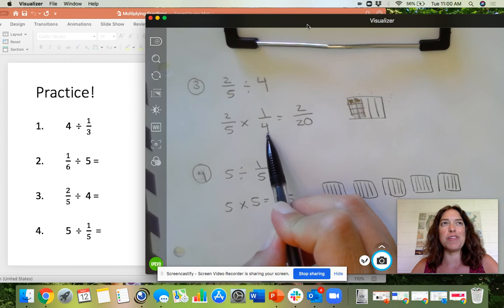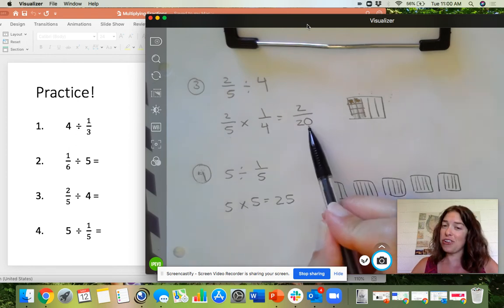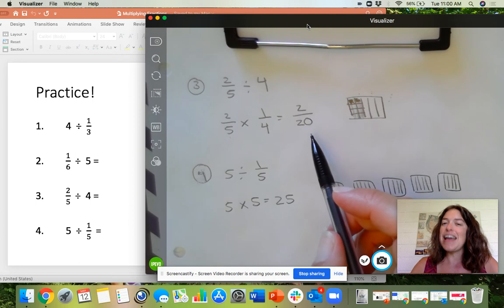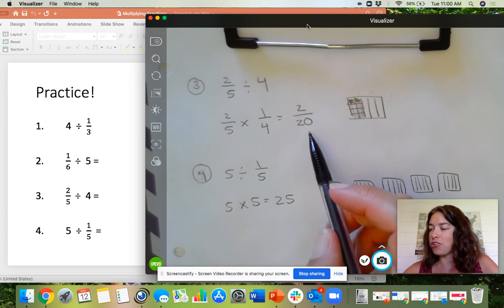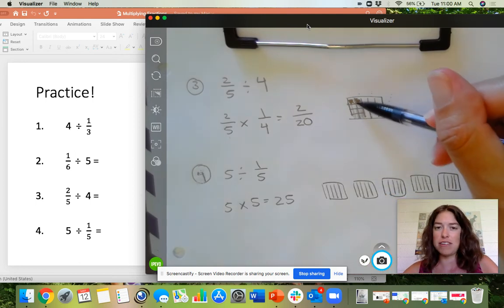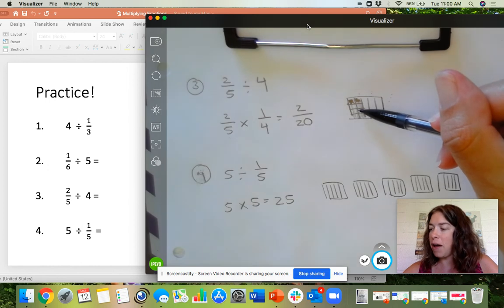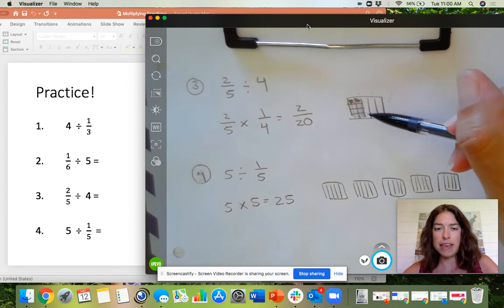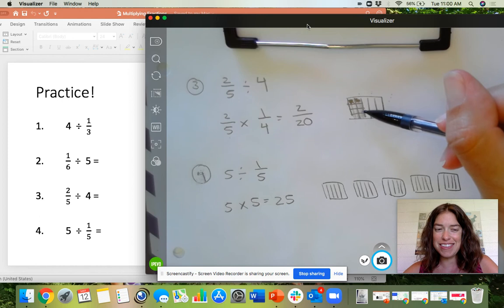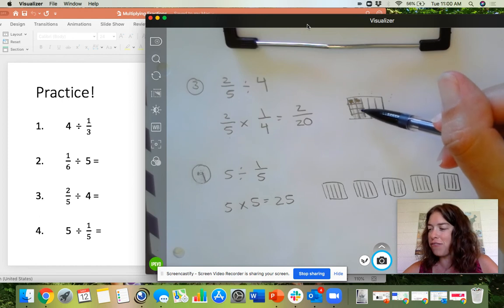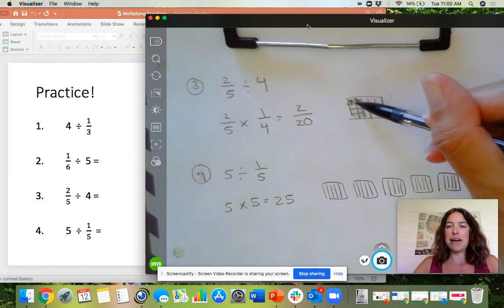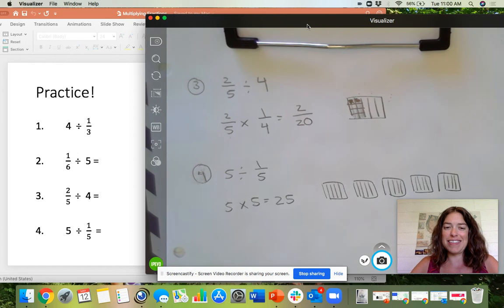We multiply the numerators, then we multiply the denominators, giving us an answer of 2/20. You also could have said 1/10. In my model to prove it, I first showed my 2/5. I know that amount doesn't change. Then I divided it by 4, the same as taking 1/4 of 2/5. So I see where that multiplication is coming from. And I did in fact get an answer of 2/20.